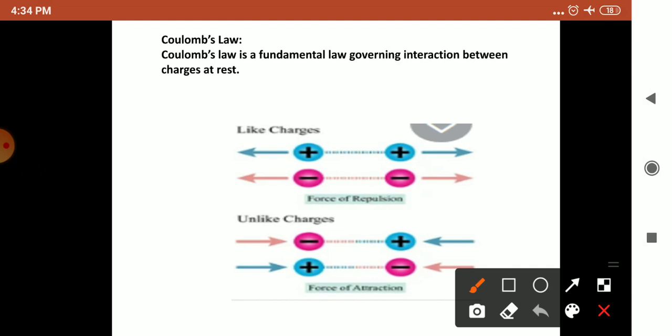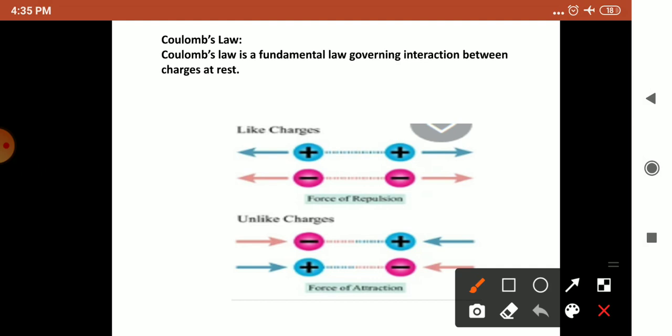For that he used point charges at rest to study the investigation, and a point charge is a charge whose dimensions are negligibly small compared to its distance from other bodies. So Coulomb's law is a fundamental law governing interaction between charges at rest.